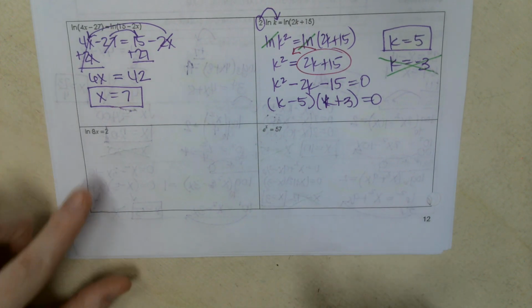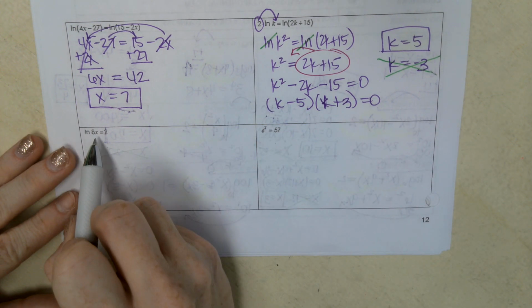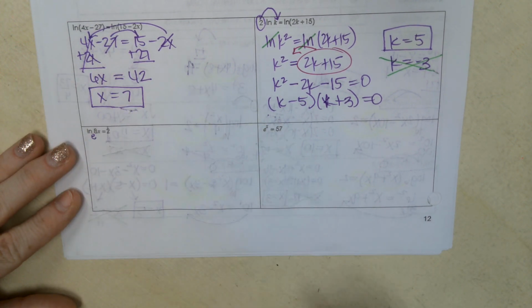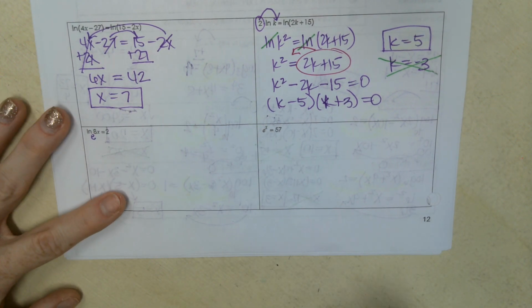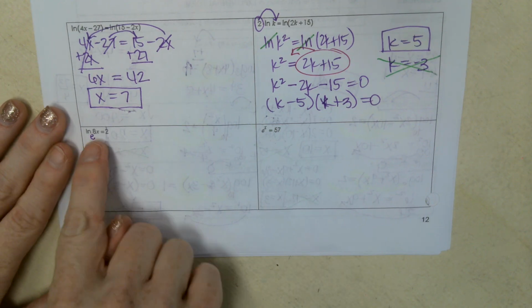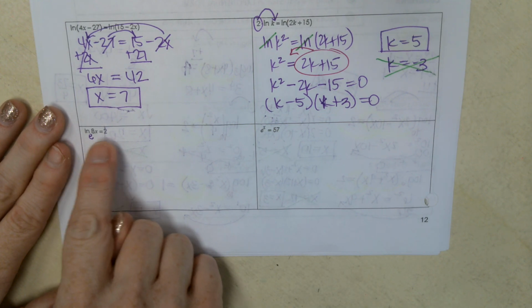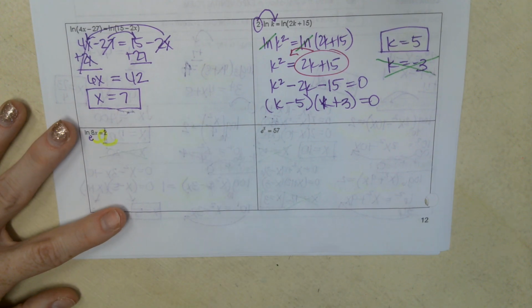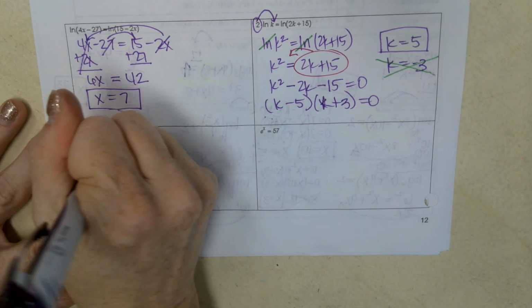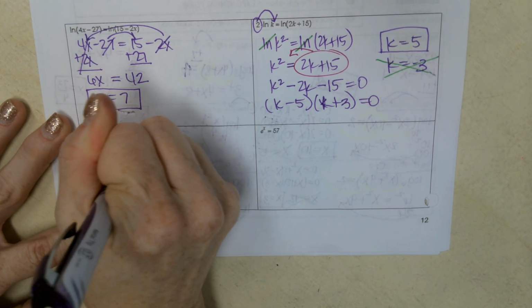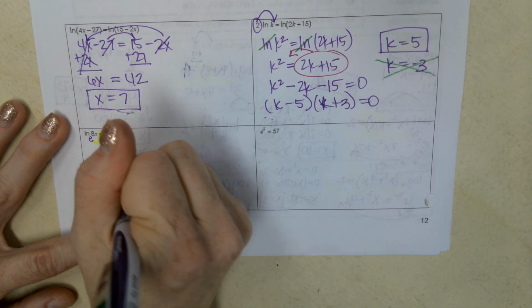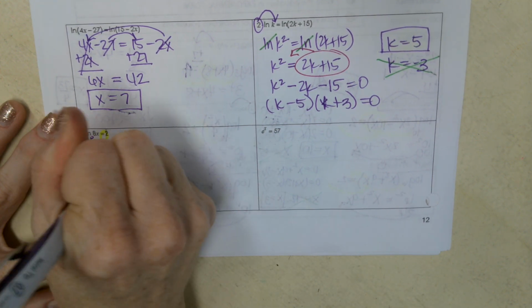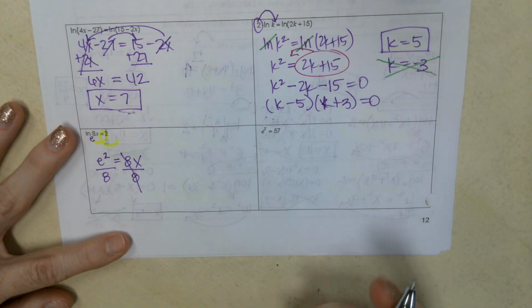All right. Down at the bottom, there is an understood e written there for this base. So if I have a log or a natural log equal to a number, this is where we are going to convert into exponential form. This will be e squared equals 8x. And to solve for x, I'm going to divide both sides by 8.